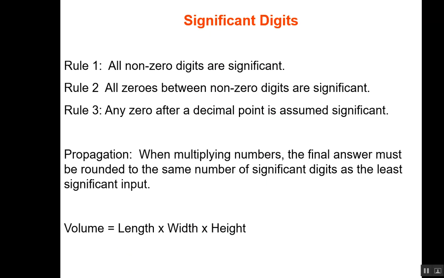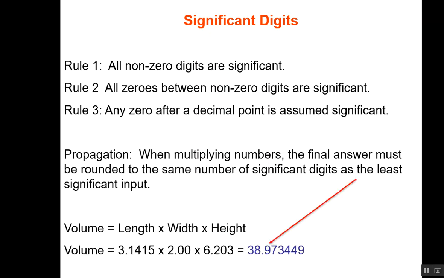Propagation. When multiplying numbers, the final answer must be rounded to the same number of significant digits as the least significant input. Here's our example. Volume is length times width times height. We're going to throw some numbers in there: 3.14, 2.00, and 6.203. We crunch those numbers out and we get 38.973449. Our calculators are wonderful that way. They give us lots of digits. But our least significant input has 3 significant figures, so we're going to have to round this off to 3 significant figures.